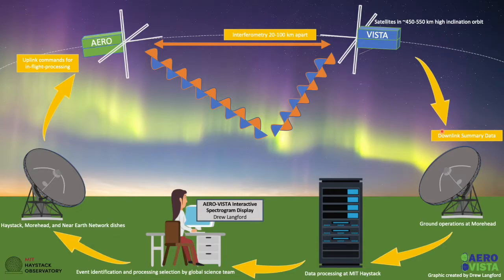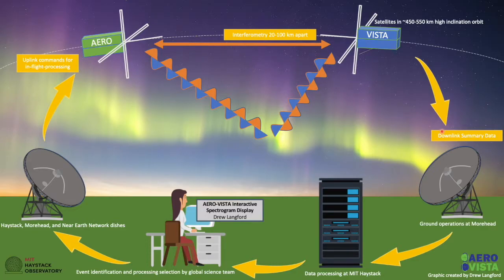During these types of observations, they'll actually be collecting about a terabyte of data a day. And this is far too much data to be downlinking over the few ground passes that we'll have. So instead of the entire data being downlinked, summary files will be downlinked to ground stations at Morehead State University. These files will then be run through data processing pipelines at MIT Haystack, and they'll be available to be inspected by the global science team using the AVIS display, which is the subject of this talk.